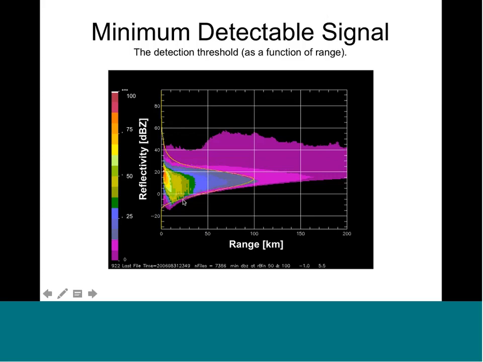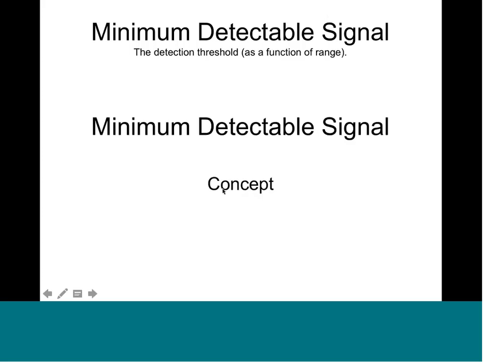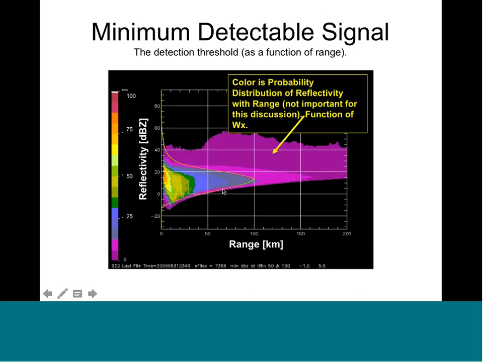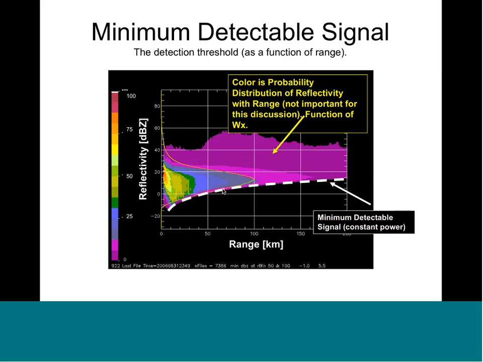The thing I'm concerned about is the bottom graph, the bottom line. So the colors really aren't important here. It's a function of the weather. But I'm more concerned about this. This is the line that defines the minimum detectable signal. And we'll explain why. We can ask the question, why is it this shape? Why does it look like this curved shape here?